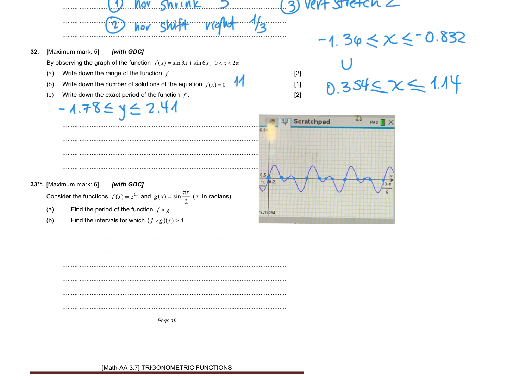Now write down the exact period of the function f. So within this, we've got 1, 2, 3 things, 3 cycles. So it should be 2 pi over 3.